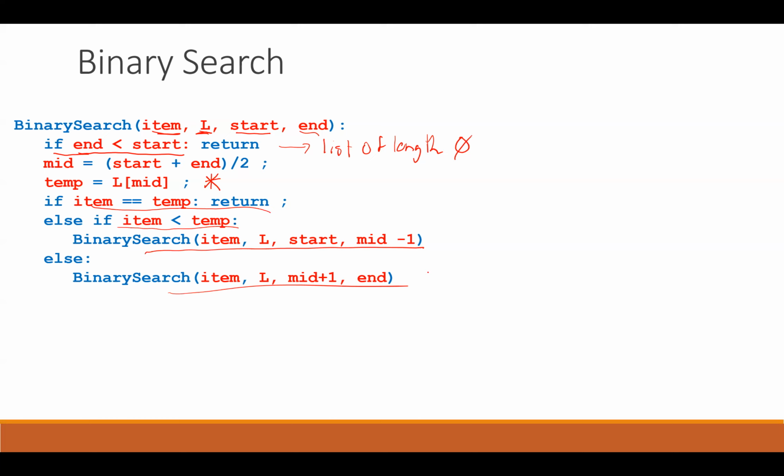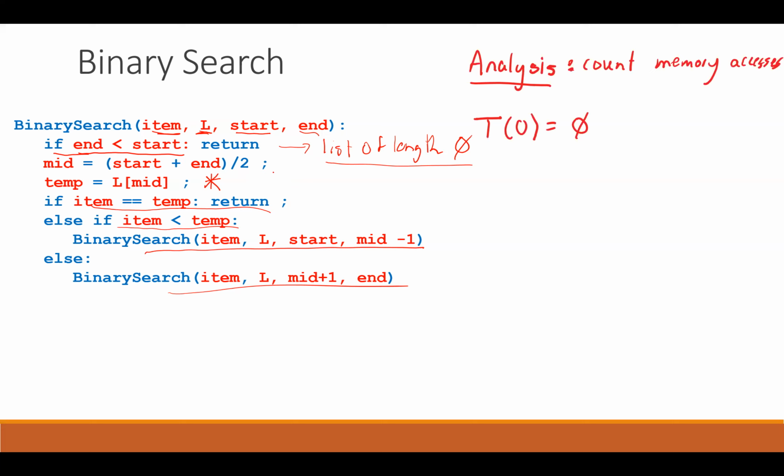Okay, so yes, base case list of length 0, I make 0 memory accesses. Every other case, I make 1 memory access. So that's what we have to remember. And then we can make our recursion. Yes, again, if we have a list of length 0, we simply return. So T of 0 is 0. Again, T of n is the number of memory accesses that we perform doing a binary search on a list of length n. So our base case, T of 0 is 0.